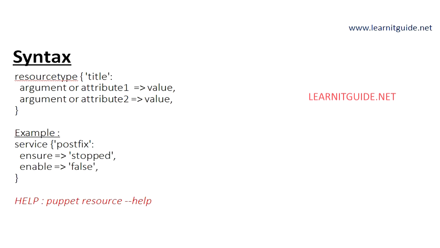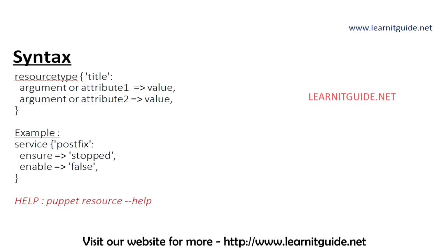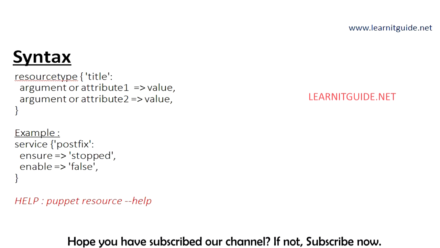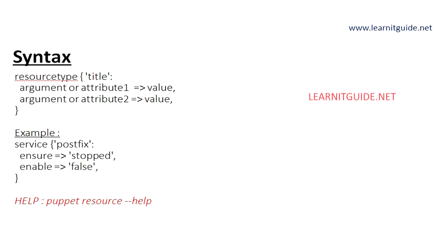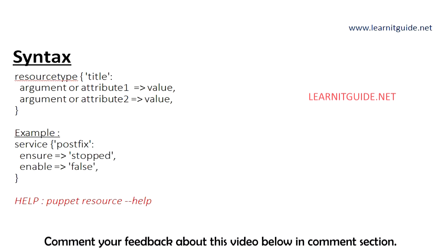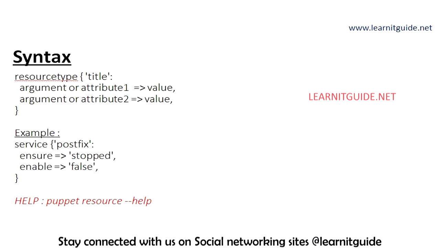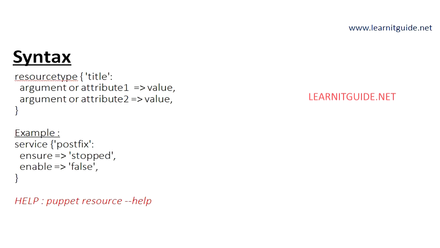So I call that as a postfix. I'm going to perform something related to postfix services, and the argument is ensure, and the status should be stopped. So ensure the status should be stopped. If the status of the postfix service is running, automatically my Puppet will stop the service because it should be stopped. This is the status I have declared in this configuration file, right?